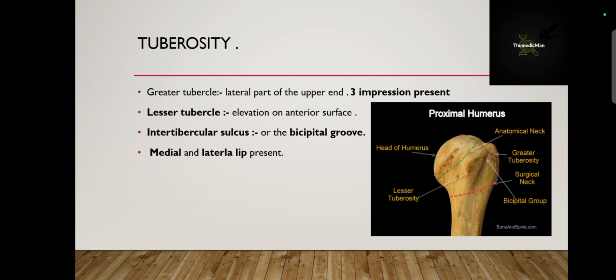Between these two tubercles, there is the intertubercular sulcus. This intertubercular sulcus has two boundaries, and these two boundaries are known as the lips of the intertubercular sulcus. Laterally is the lateral lip, and medially is the medial lip.